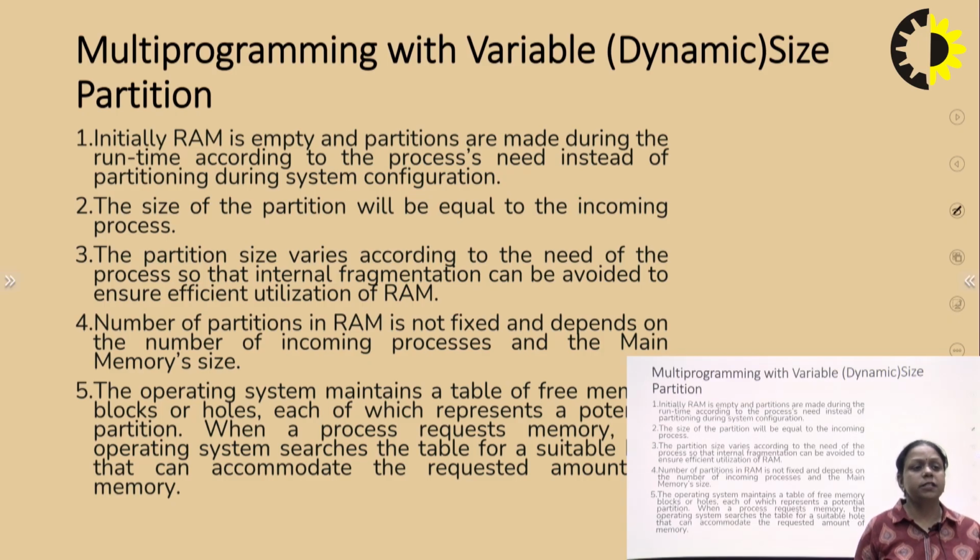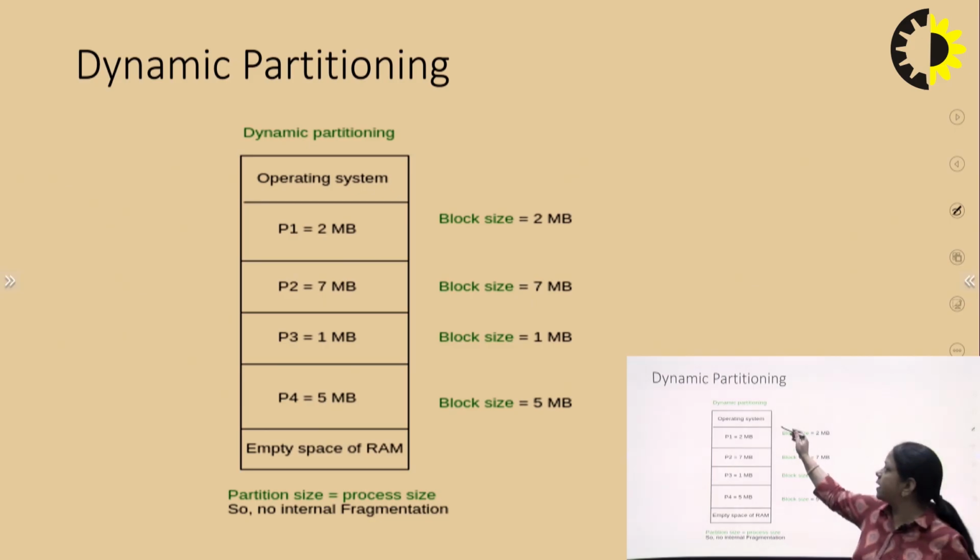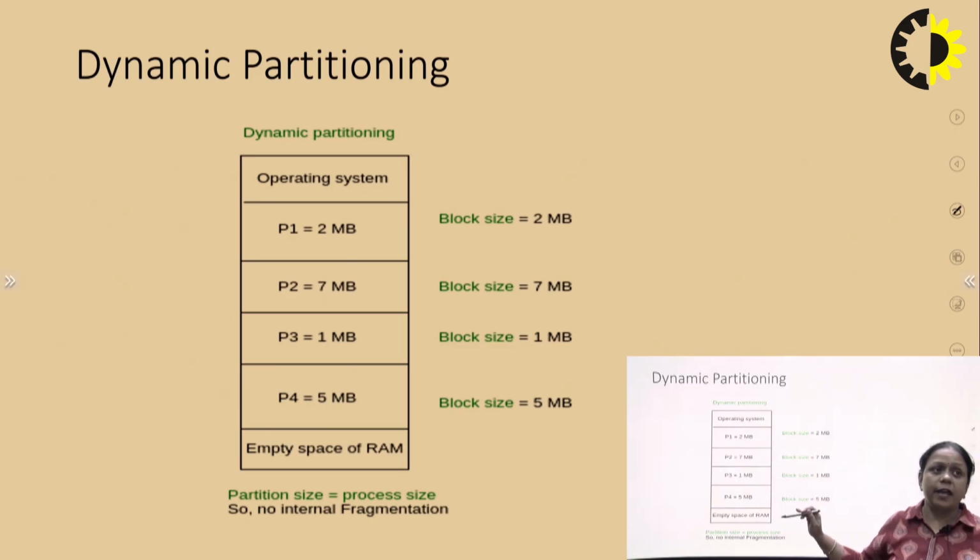The operating system maintains a table of free memory blocks or holes, each of which represents a potential partition. When a process requests memory, the operating system searches the table for a suitable hole that can accommodate the requested amount of memory. So, in this case, you can see this is an example of dynamic partition.